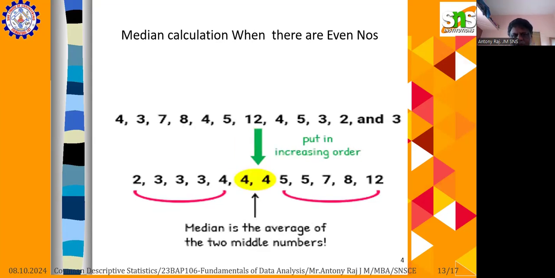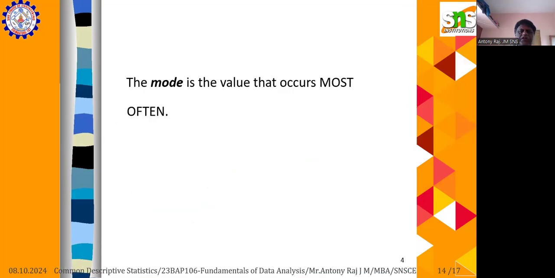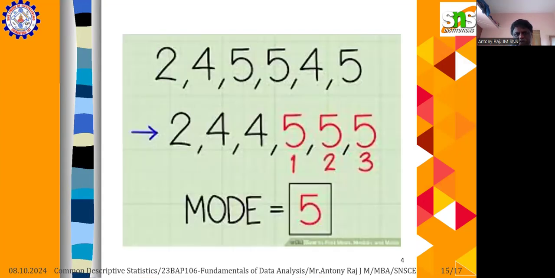When you have an even count of numbers, you can't distribute equally, so we take the average of the two middle numbers once you arrange them in ascending order. So here there are 5 to the left, 5 to the right, and two middle values, and the average of those is the median. This works for even counts. The mode is the value that occurs most frequently. If we take the data set 2, 4, 5, 4, 5 and 2, 4, 5, 5, 5, the mode is 5 in this case.